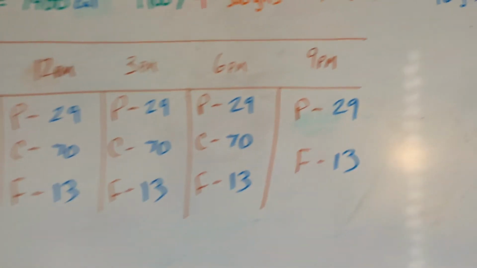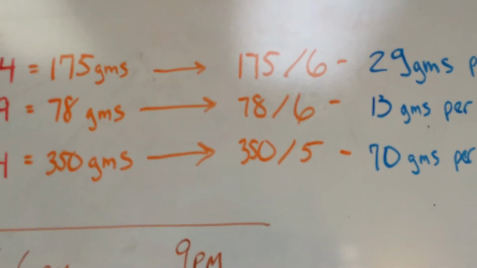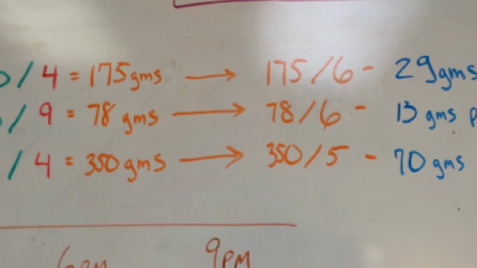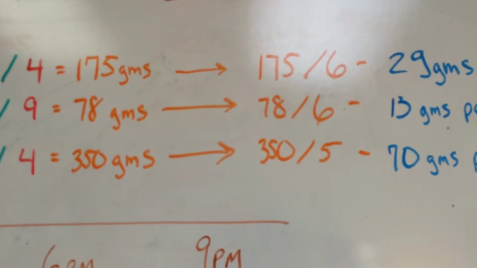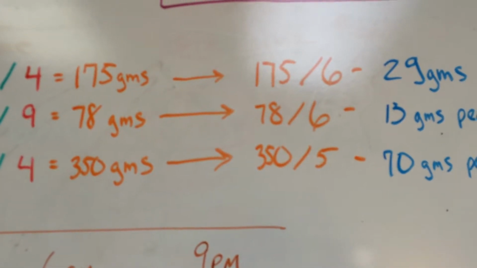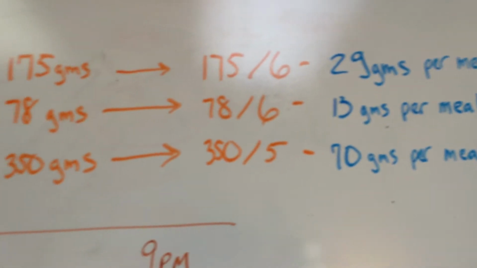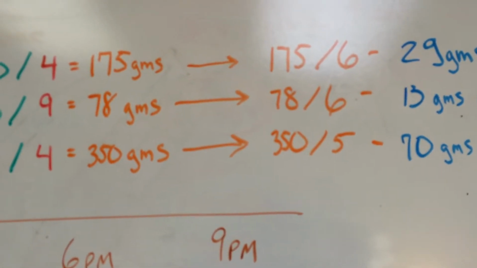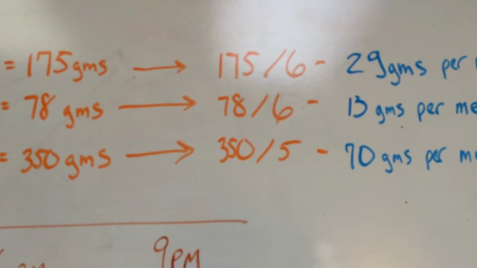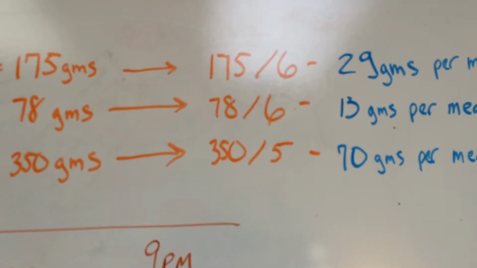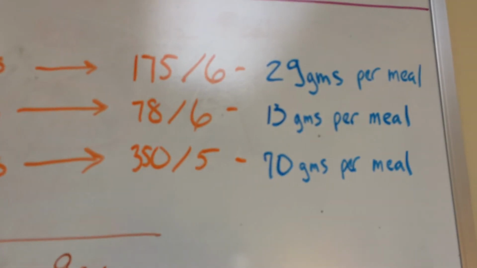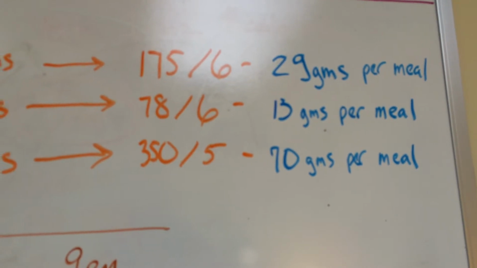So what do we do? We take our 175 grams that we came up with up here, divide that by 6, which is the number of meals we need to supply protein for. That gives us 29 grams of protein per meal. We're going to take our 78 grams for fat. We're going to divide that by 6 for the 6 meals, because we're going to have fat for all 6 meals. And that's going to give us 13 grams of fat per meal.